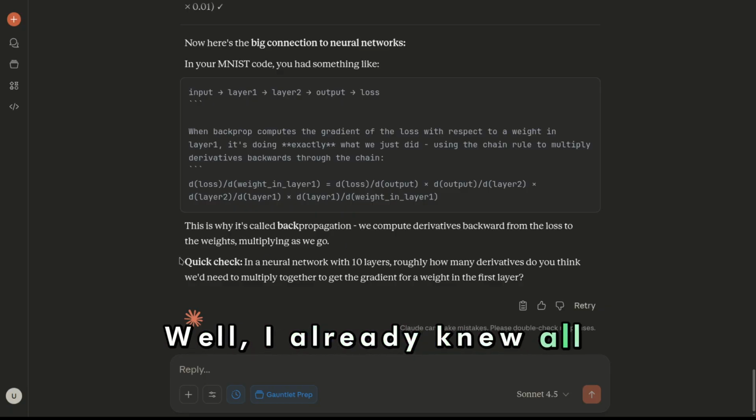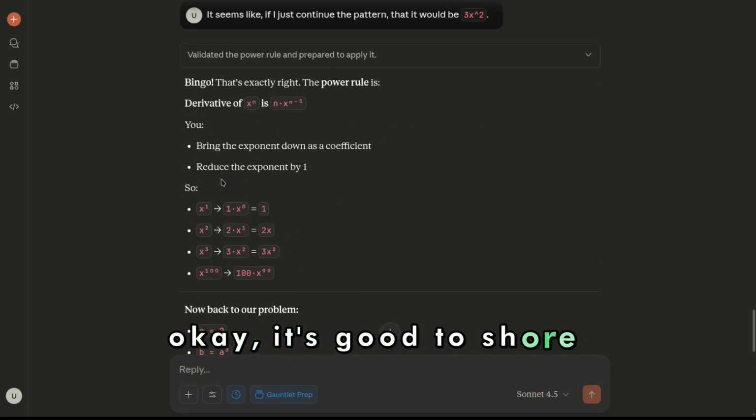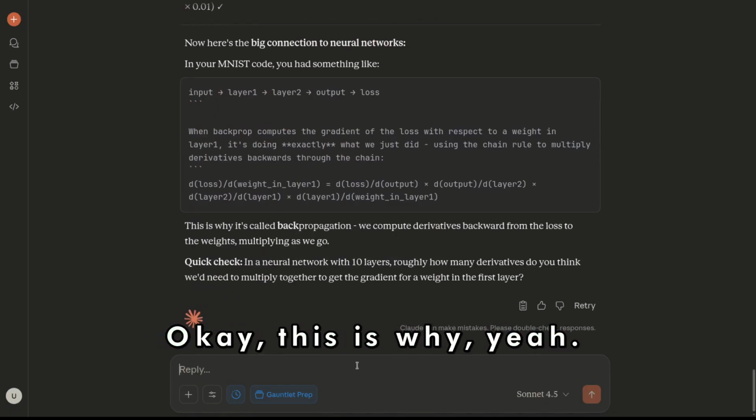Well, I already knew all that, although I didn't. Okay, it's good to shore up the power rule thing. Okay. This is why, yeah.